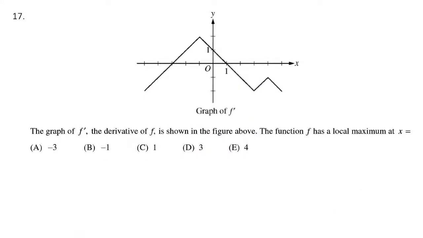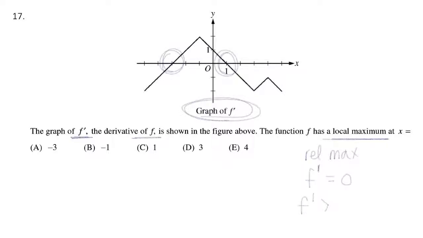Okay, so for 17, the graph of f prime, the derivative of f, is shown in the figure above. So this is the graph of f prime again. f has a local maximum. Local maximum is the same thing as relative max. Well, when does that happen? The first thing we need to look for is f prime is 0, because that's a critical point. So that's going to happen here and here. And for this to be a local max, f prime has to go from positive to negative. So on my graph, where do I go from above the x-axis to below the x-axis? Well, that looks like that's going to happen here at 1. So my answer is C.